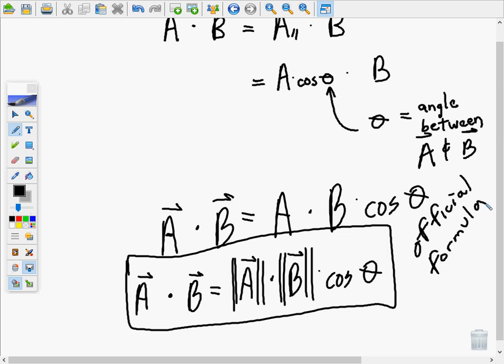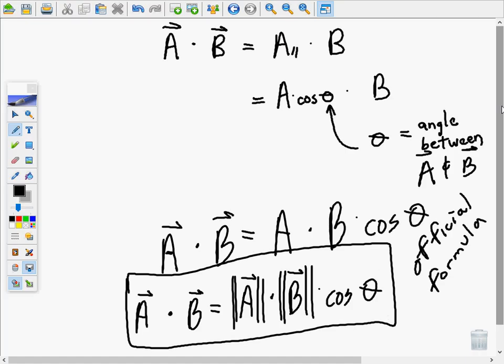So I want to give you a problem where you're going to determine the dot product, and if you want to use the official formula or your gut understanding, back up to this and see if you can come up with the right answer.